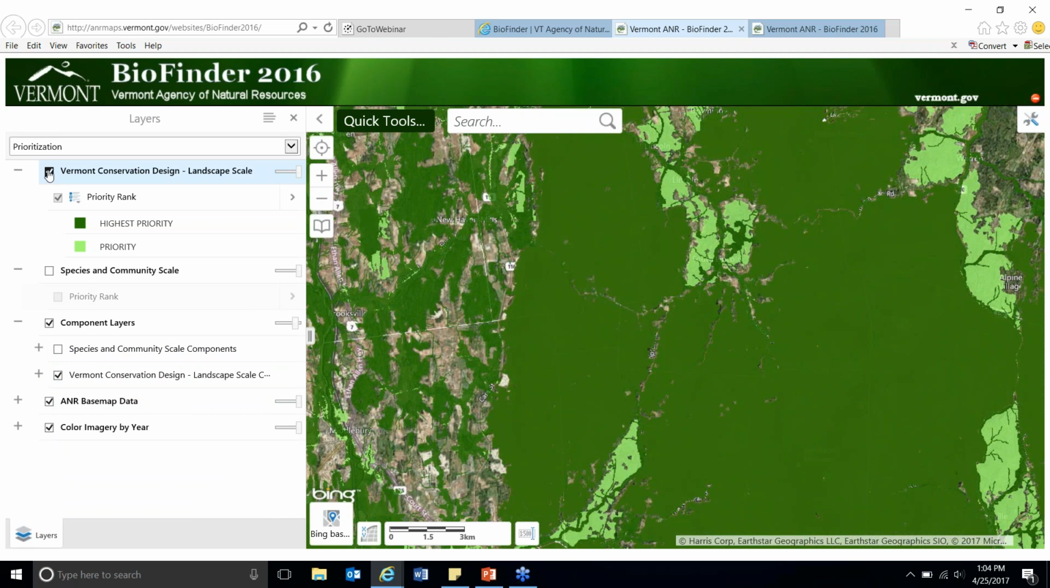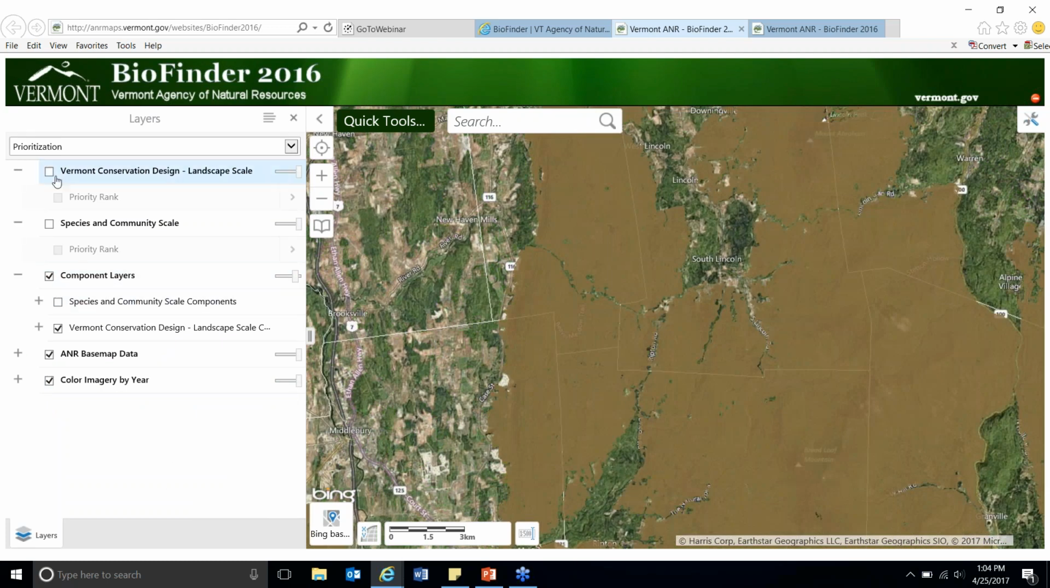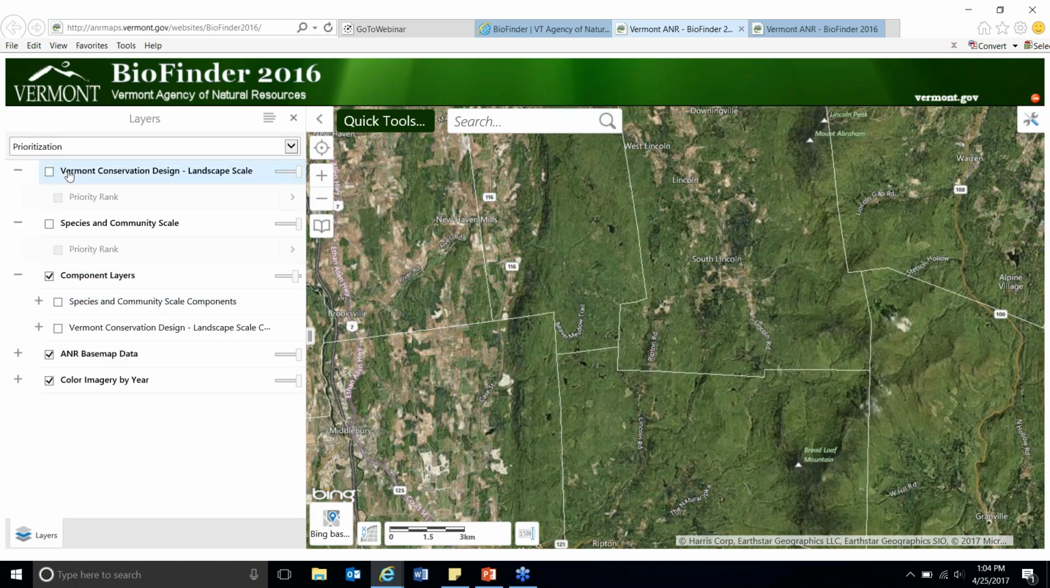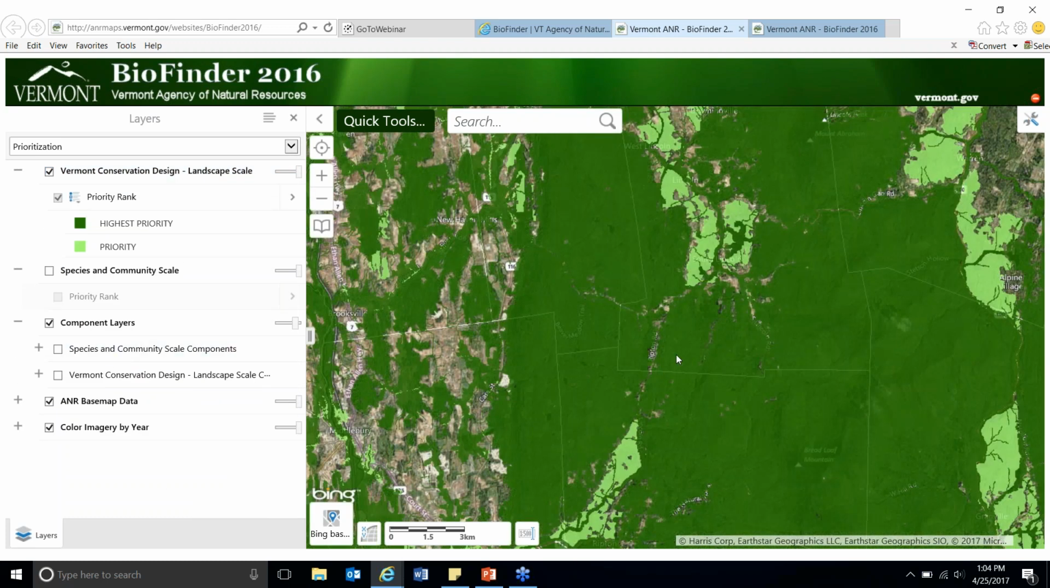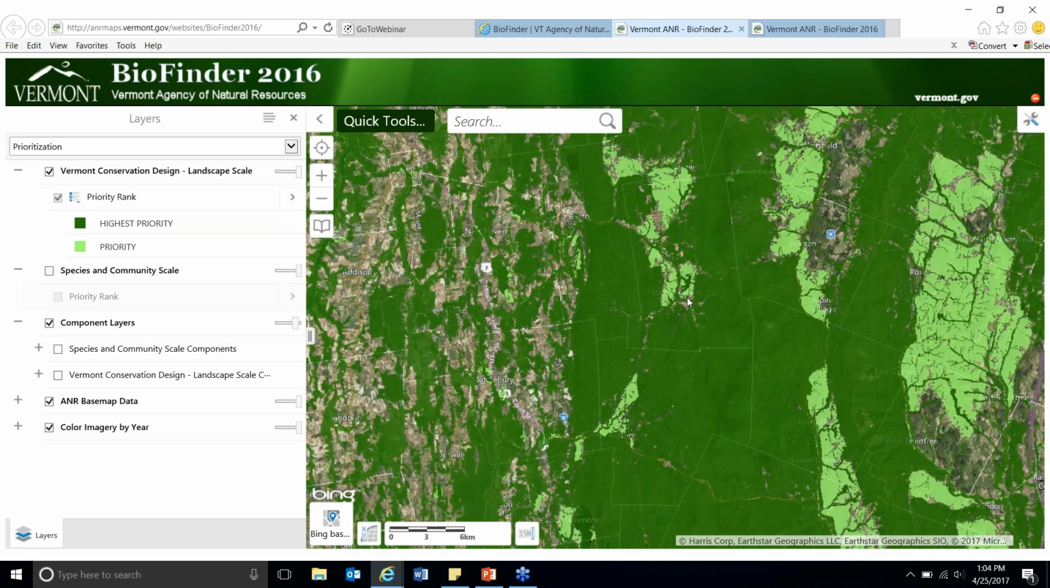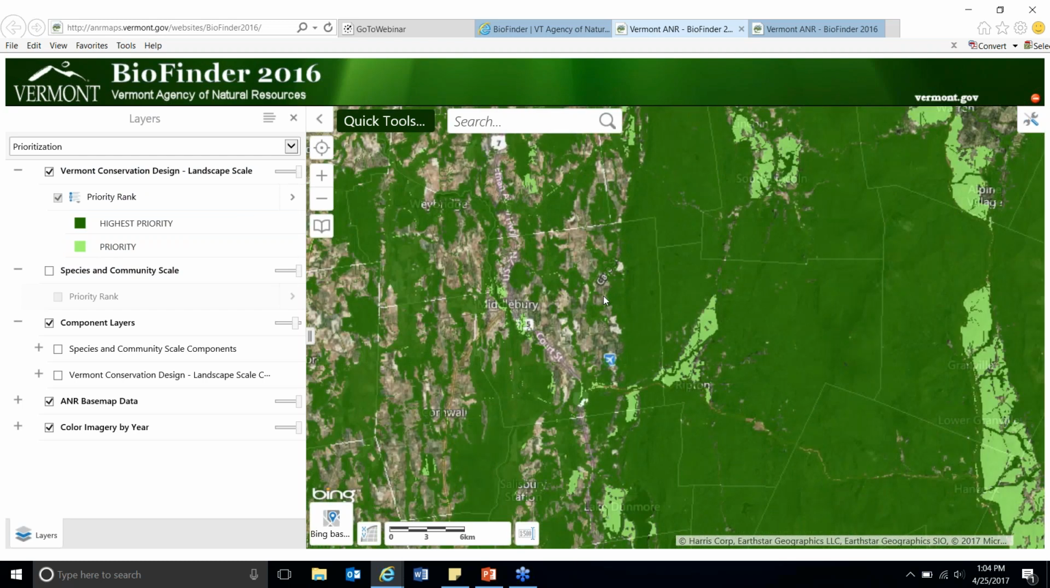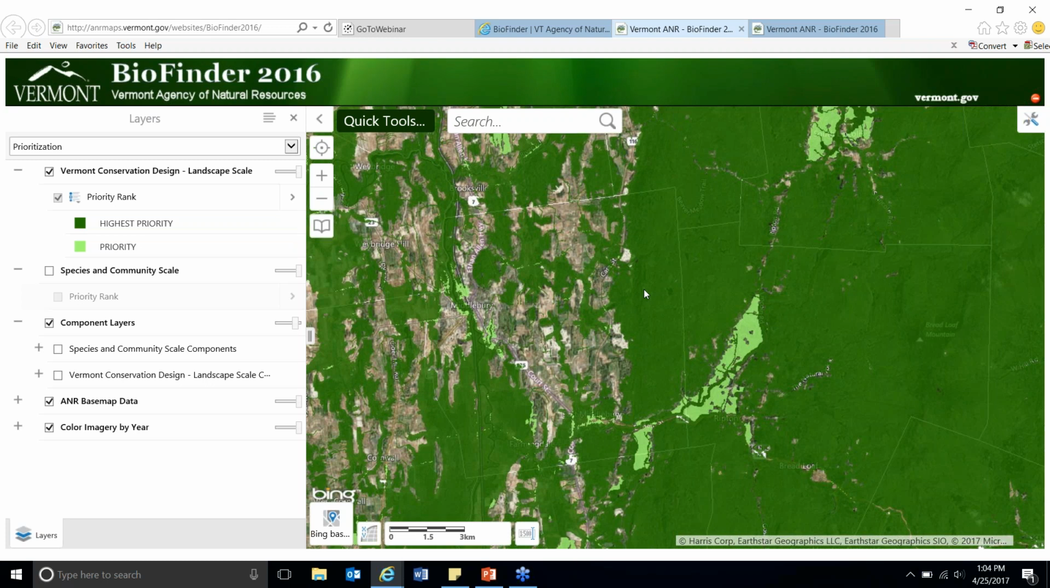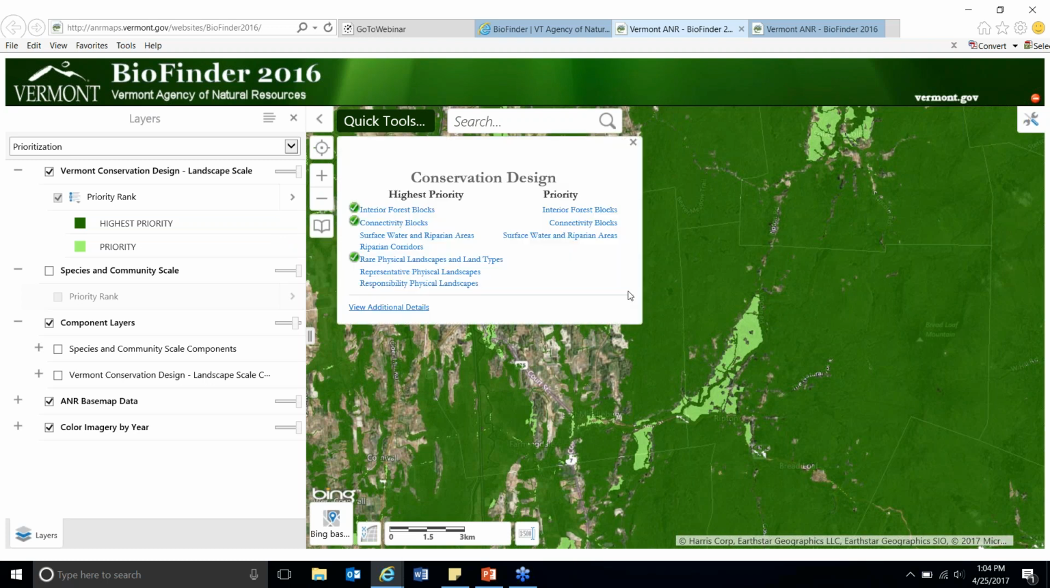Now, in addition to that, though, there's a really easy way of getting information in BioFinder. Even when you first open it and it looks like this, the only layer I have turned on right now is the Vermont Conservation Design Landscape Scale. And, you know, I live in the town of Middlebury, so I'm going to zoom in on Middlebury. Now, if I want to find information really quickly about the town of Middlebury, it's actually really easy. All I need to do is click. And with that one click, a box pops up. And it tells me, of the layers that are turned on over here that I have checked on, what's here.